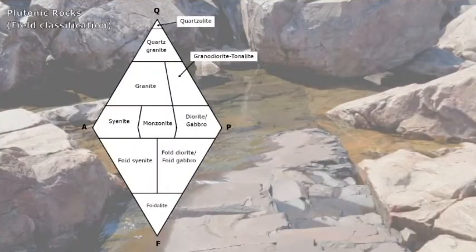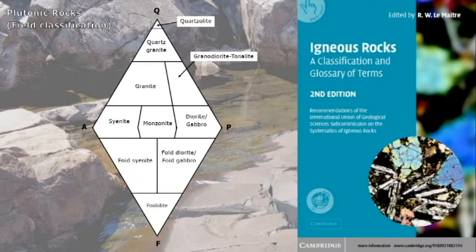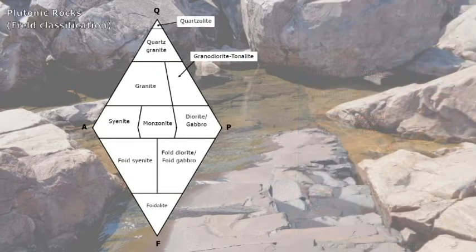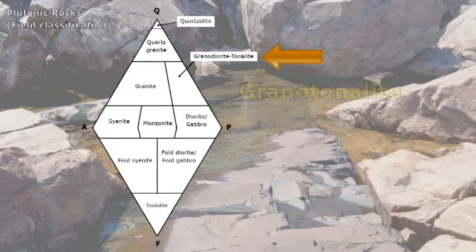And real quick, what I'm going to show you here is a field classification for plutonic rocks. This is the one I use. It's slightly different than the one that's in the Igneous classification book and different than the IUGS one. But I personally think this is a lot better. This works well for very weathered rocks and stuff like that. The granodiorite-tonalite is just a hyphenation I use, or you could just use granotonalite. You could use that too. So this is just what I use.